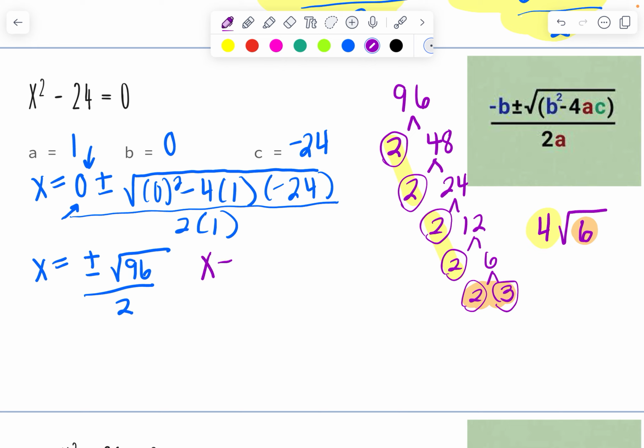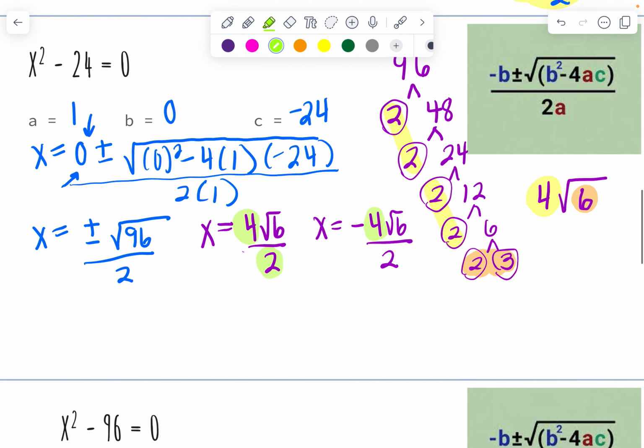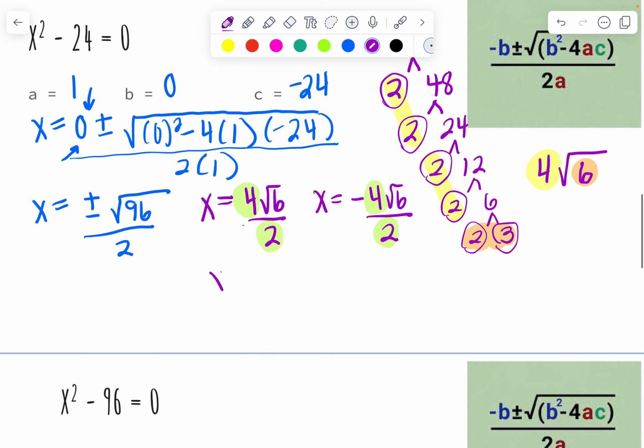So now I get x equals positive 4 square roots of 6 divided by 2, and x equals negative 4 square roots of 6 divided by 2. But again, now we need to look and see if we can simplify. We need to simplify the 4 and the 2. We can divide both of those numbers by 2.